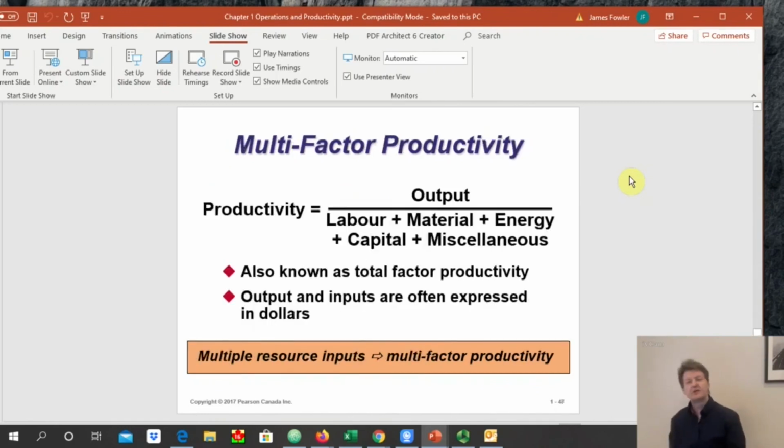Now, multi-factor productivity is a little bit different here. We've got output divided by the total of labor, material, energy, capital, and miscellaneous. Also known as total factor productivity.